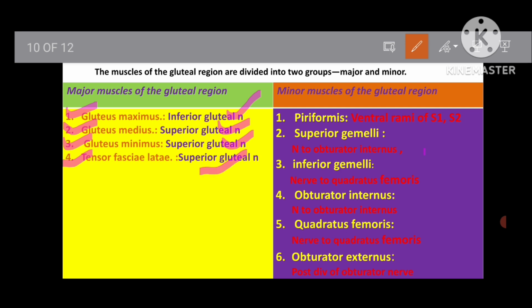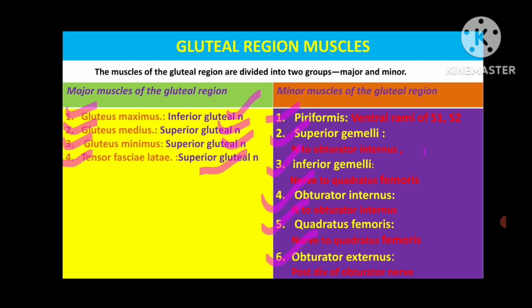Coming to the minor muscles, the piriformis nerve supply is by the ventral rami of S1 and S2. Superior gemellus is supplied by the nerve to obturator internus, inferior gemellus by the nerve to quadratus femoris, obturator internus by the nerve to obturator internus, and quadratus femoris by the nerve to quadratus femoris. Obturator externus is supplied by the posterior division of the obturator nerve. So these are the muscles of the gluteal region.